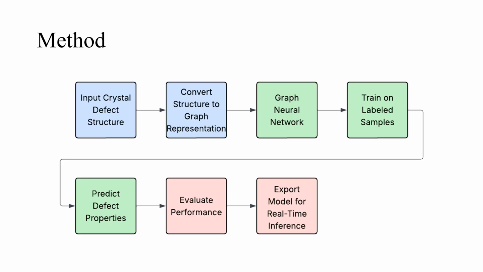Essentially, we take a crystal defect structure, we convert it into a graph representation, we feed it into the network, and it's trained on a bunch of labeled samples, and then we predict the defect properties, we evaluate the performance, and then finally we've created a real-time inferencing model that allows any user to essentially put in the crystal structure and get out an inference in a few seconds.